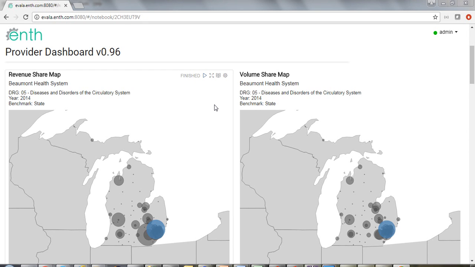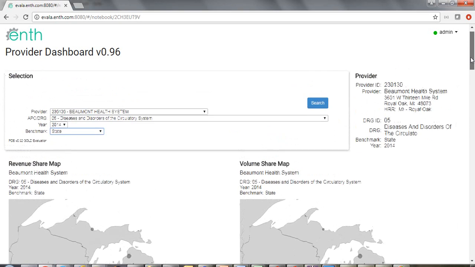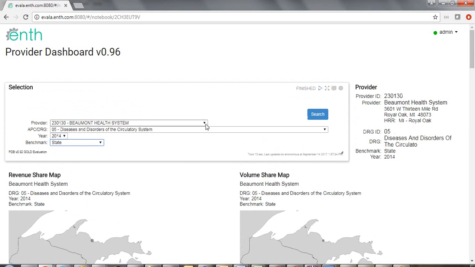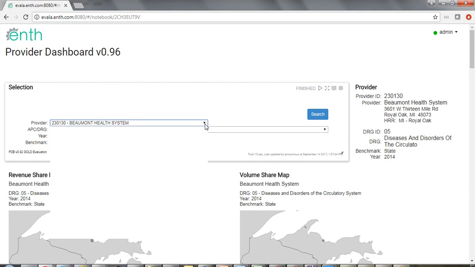The Provider Dashboard is primarily composed of data from CMS, the Centers for Medicare and Medicaid Services, which is part of HHS in the federal government. The data is provider-based, which is basically hospitals, and has about 1,000 procedures, inpatient and outpatient. Let me go scroll back up to the top. So we can go and pick one of about 3,500 providers.